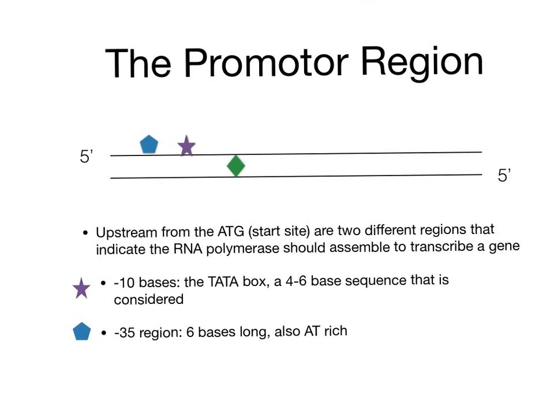So our graphic has updated to include 2 additional portions. We now have the -35 region and the -10, the Tata box. The -35 region is also AT rich, but it doesn't have a name. It is not quite as repetitive as the Tata box, that is the -10 region.